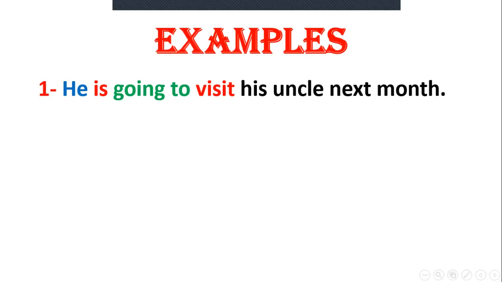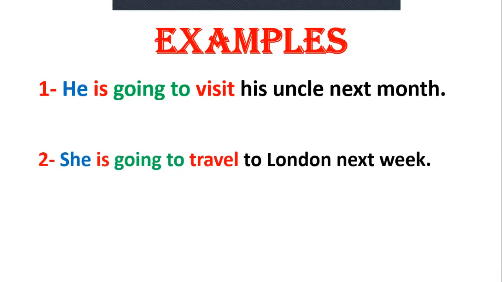Look at example number 2. She is going to travel to London next week. Also here, we begin our sentence with she, so we use verb to be is. After verb to be, we use going to, and after going to, we use what? Excellent, travel. Travel here is verb in infinitive. Look here at next week, this is future.